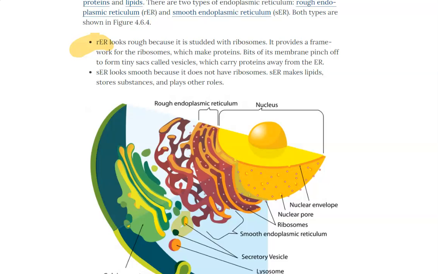Also, instead of doing proteins like the rough, the smooth endoplasmic reticulum makes lipids, and it'll store substances, and it will also help with transport. Good.